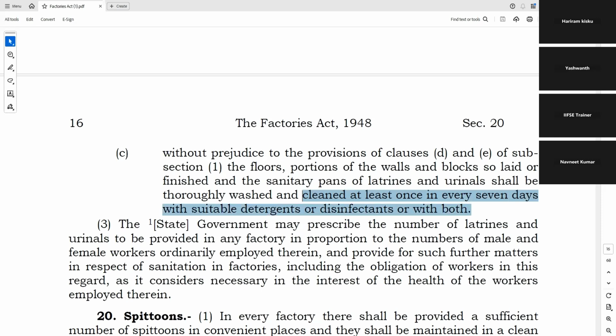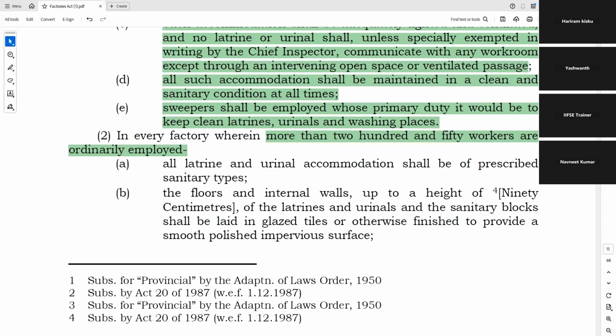Okay, this also I'll highlight. More than 90 centimeters, you have to arrange glazed tiles or other finished surfaces.